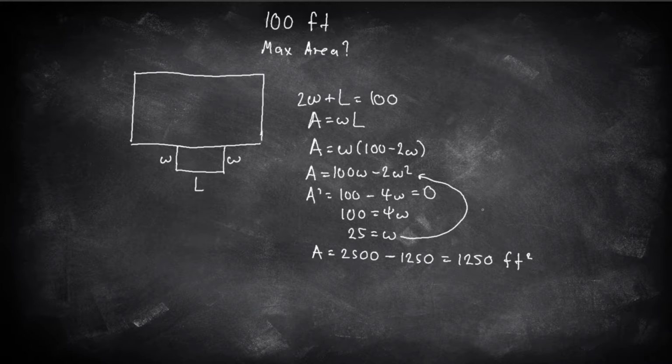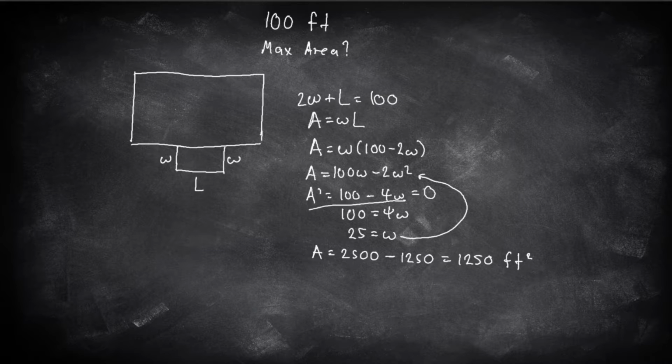Okay, so how do we check that this is the maximum? Well, we could use the second derivative test, which states that if we have a maximum or minimum point, if the second derivative is positive, that means it's concave up. Then it's going to be a minimum. But if the second derivative is negative, then it's concave down. Then it's a maximum. So we just need to check that the second derivative is negative.